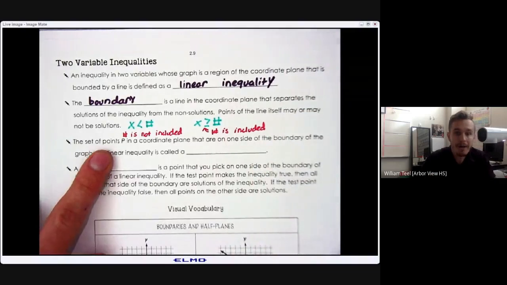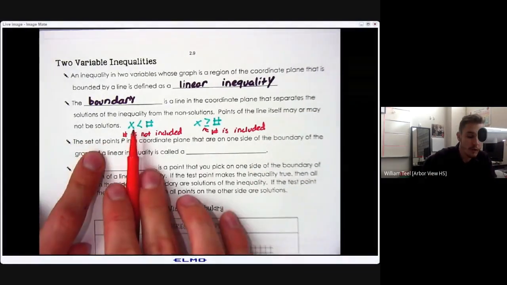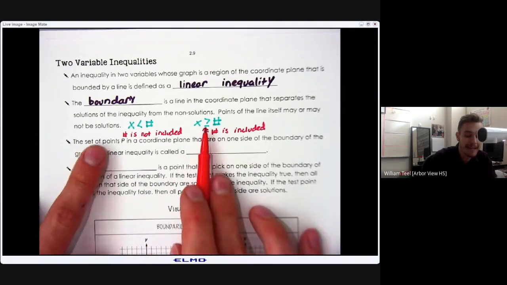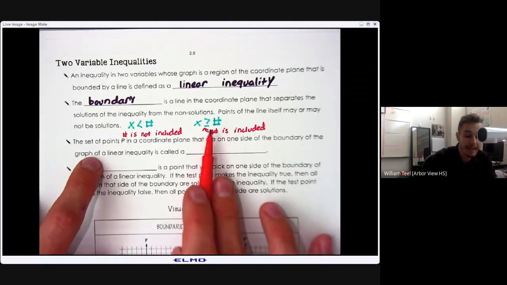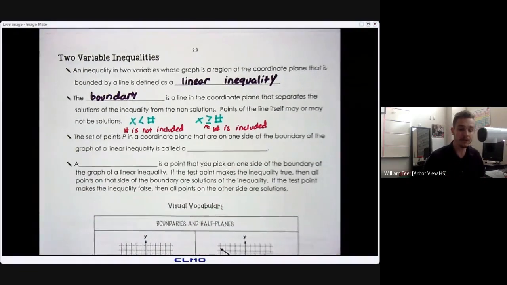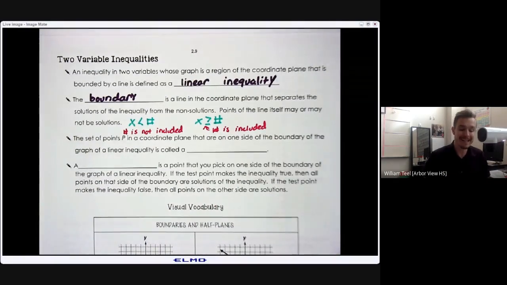All right, so always remember, if we have less than or greater than with no line underneath, that means the number is not included. If we have less than or equal to or greater than or equal to, that means the number is included. Okay, so we're going to notice that in our lesson today, we are tying that idea in as well.